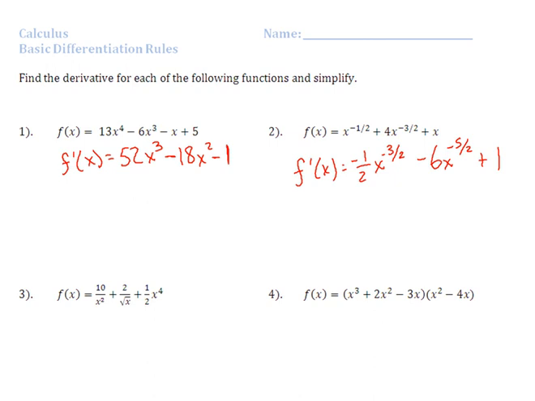Number 3, it is the exact same type of problem, just in this case, we don't exactly have things in the easiest form to deal with. So let's just rewrite it. 10 over x squared is the same thing as 10x to the negative 2. We change the exponent from positive to negative, we flip it over the fraction mark.